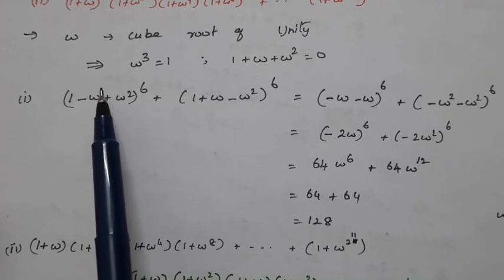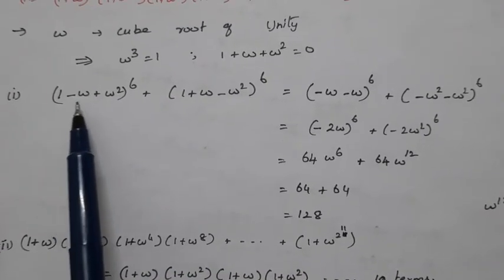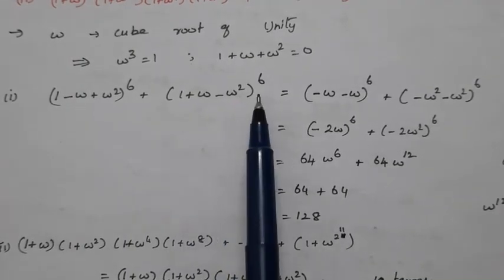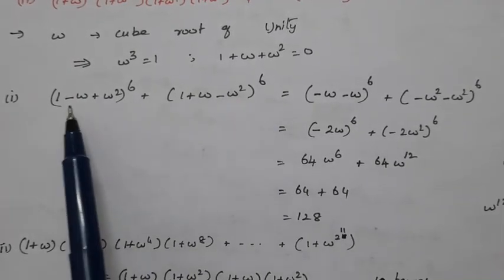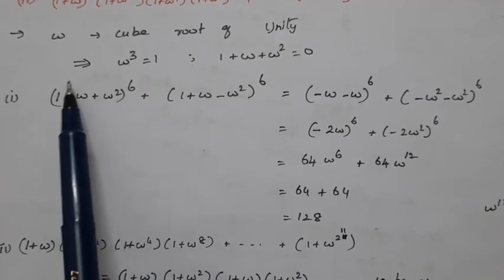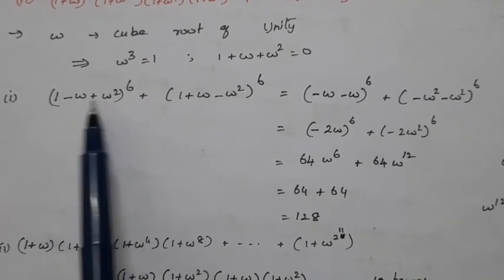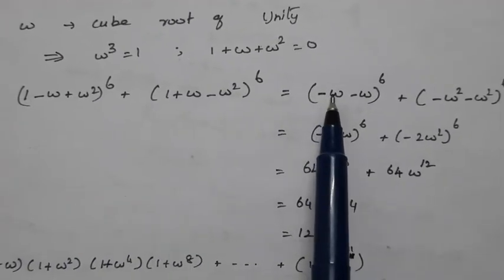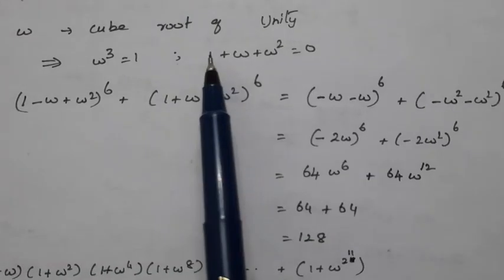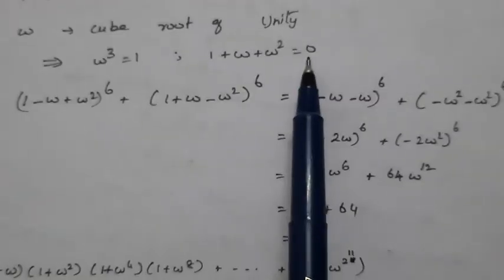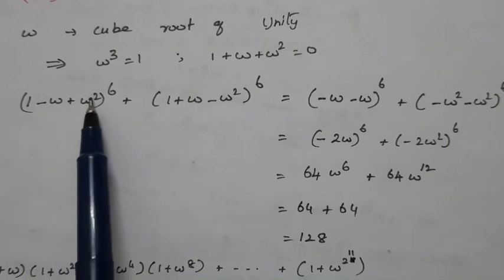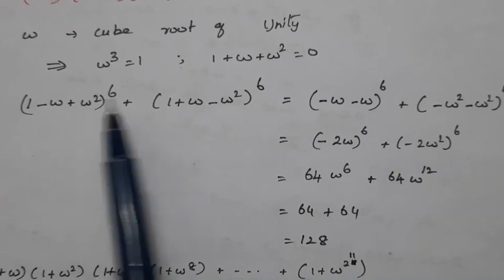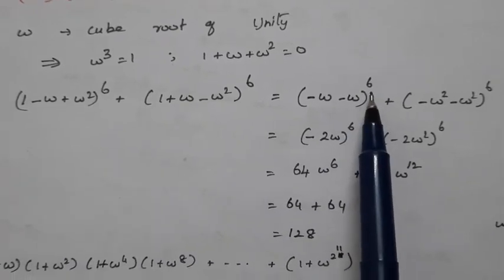Now let us do the first subdivision. What is the first subdivision? (1 minus omega plus omega squared) the whole power 6 plus (1 plus omega minus omega squared) the whole power 6. Now how are we going to simplify this? Look at 1 plus omega squared minus omega. 1 plus omega squared can be replaced by minus omega from this condition. So 1 plus omega squared is equal to minus omega. Already we have minus omega here. So this first term has become (minus 2 omega) the whole power 6.